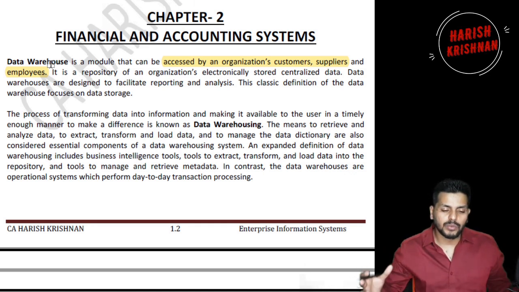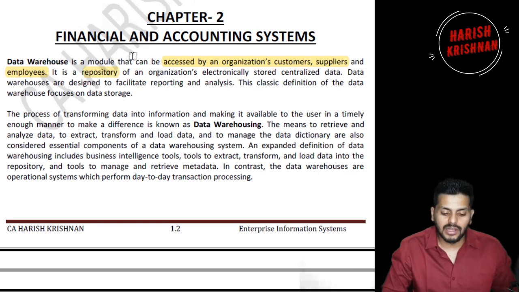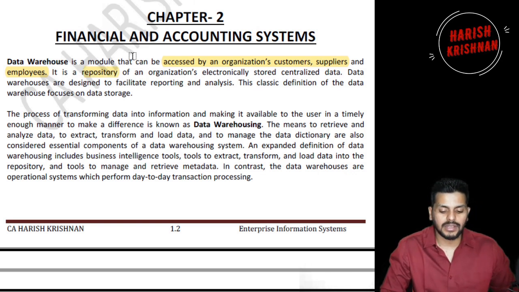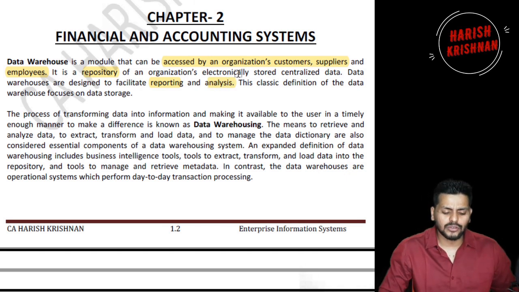Warehouse is a place where the entire data is stored. It's a repository of the organization's electronically stored centralized data. Data warehouses are designed to facilitate both reporting and analysis. So just like I told you, nothing changed. They're just giving you a better definition of it. The classic definition of data warehouse focuses on data storage.